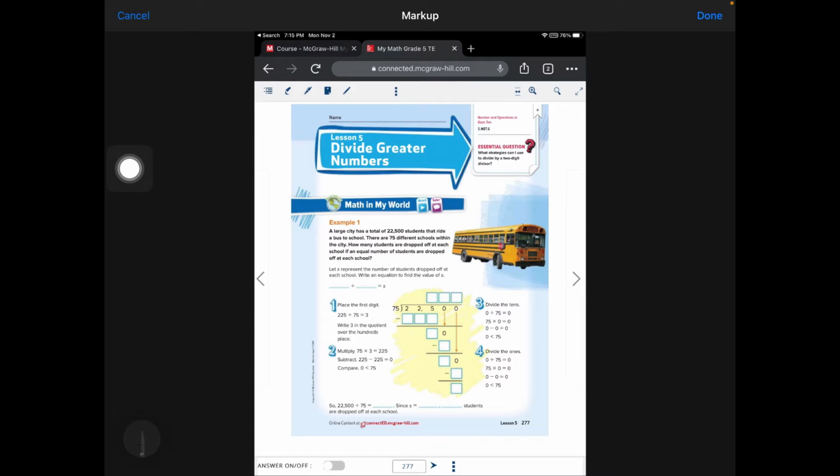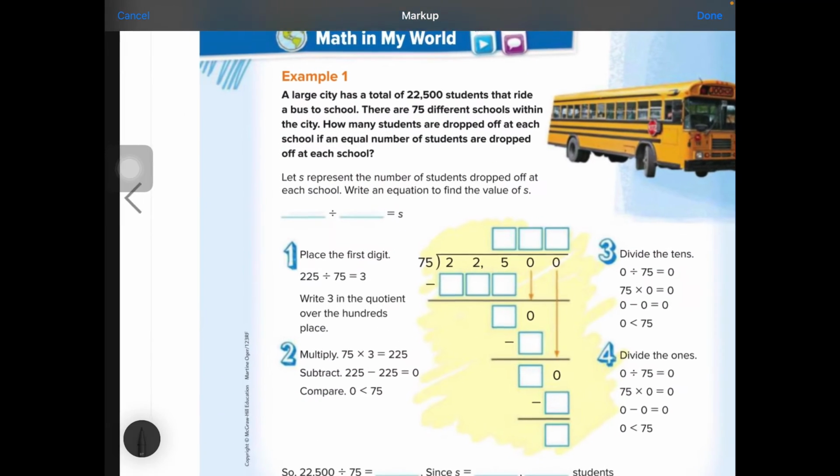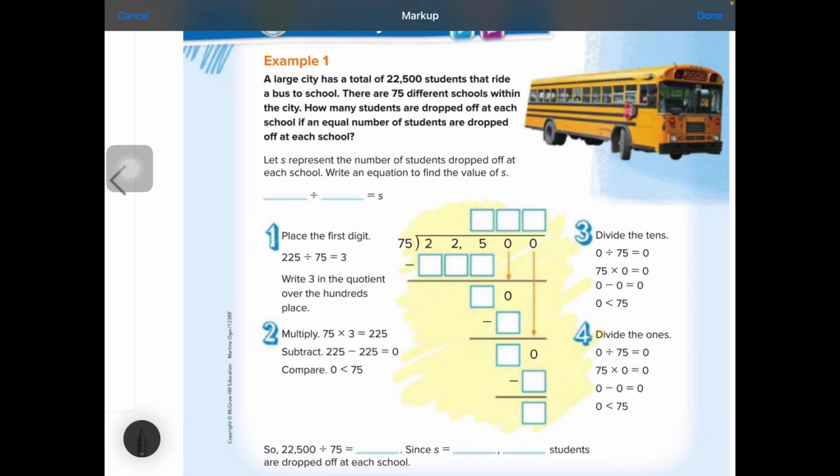We are on Chapter 4, Lesson 5, Divide Greater Numbers. Now we are not going to do every single problem. We are going to start on page 277, and please stick with me.